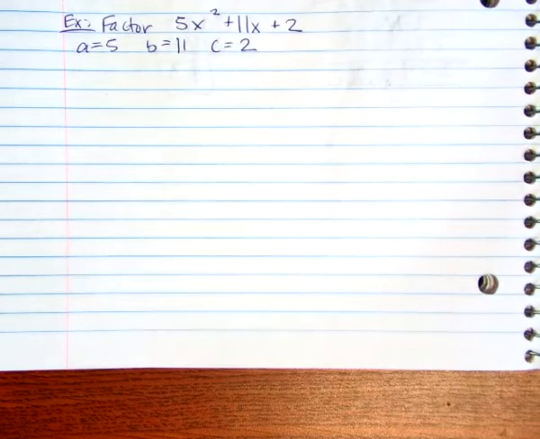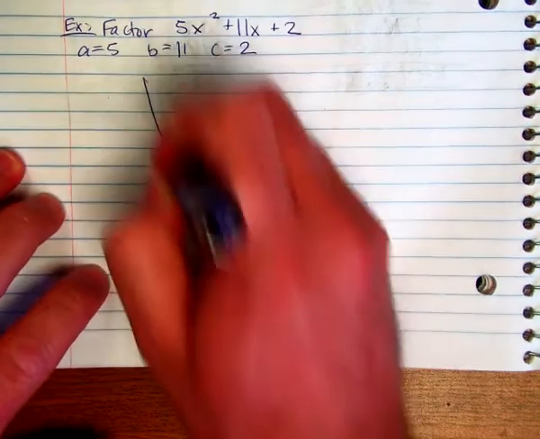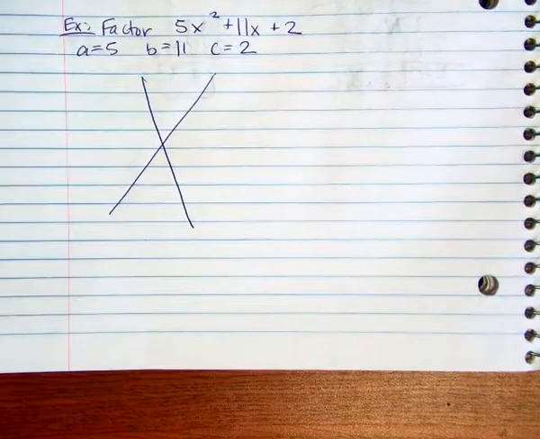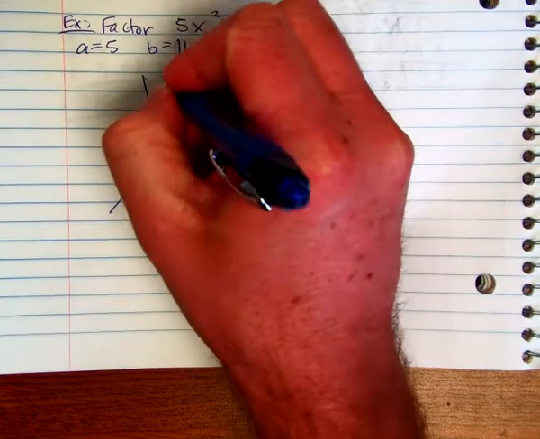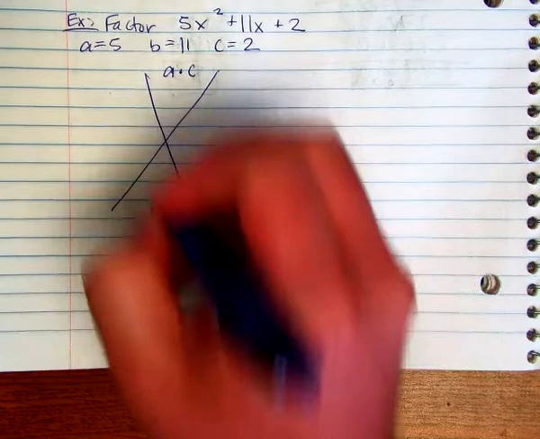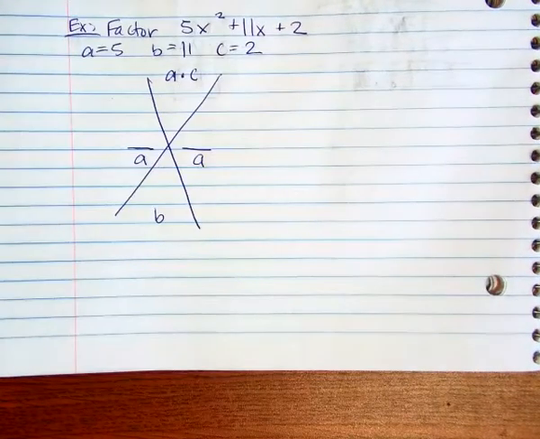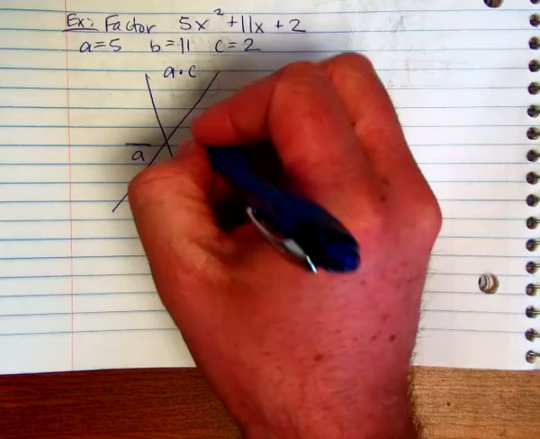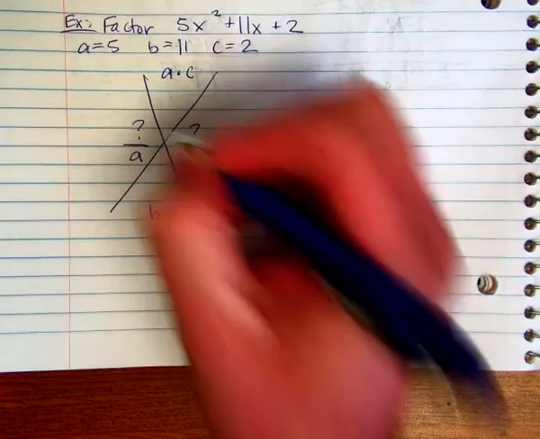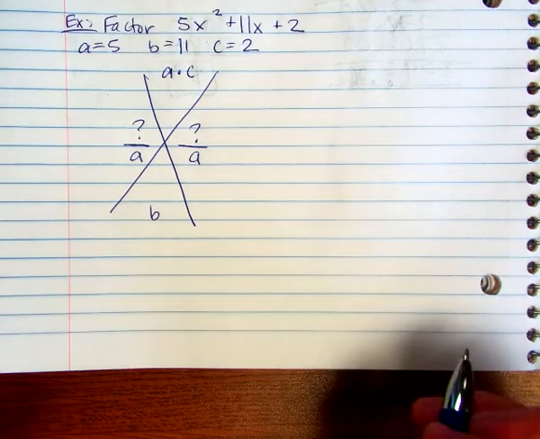We can still use the x method that we looked at yesterday, and I would like you to do that. So let's go ahead and draw our big old x. It's still set up the same way, a times c at the top, b at the bottom. I'm still going to have fractions over a for each side. And I'm still trying to find the same two numbers that do the same thing as before. So let's fill this whole thing in.